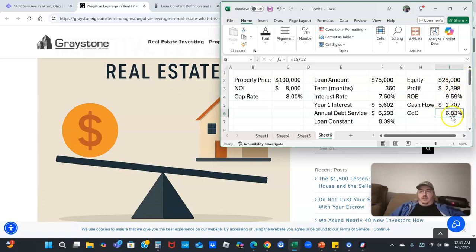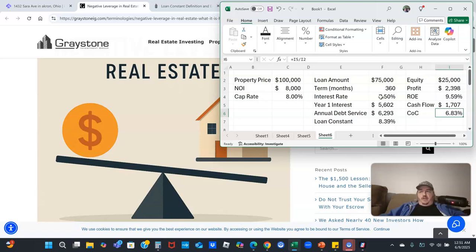Well, why would we do this, right? From a cash flow perspective, we're actually making a lower cash on cash than if we had just paid all cash for this property. I set this up on purpose so that you can see you can have a deal that is positive leverage from an interest perspective, right? And from a profit perspective, you're making pure profit.